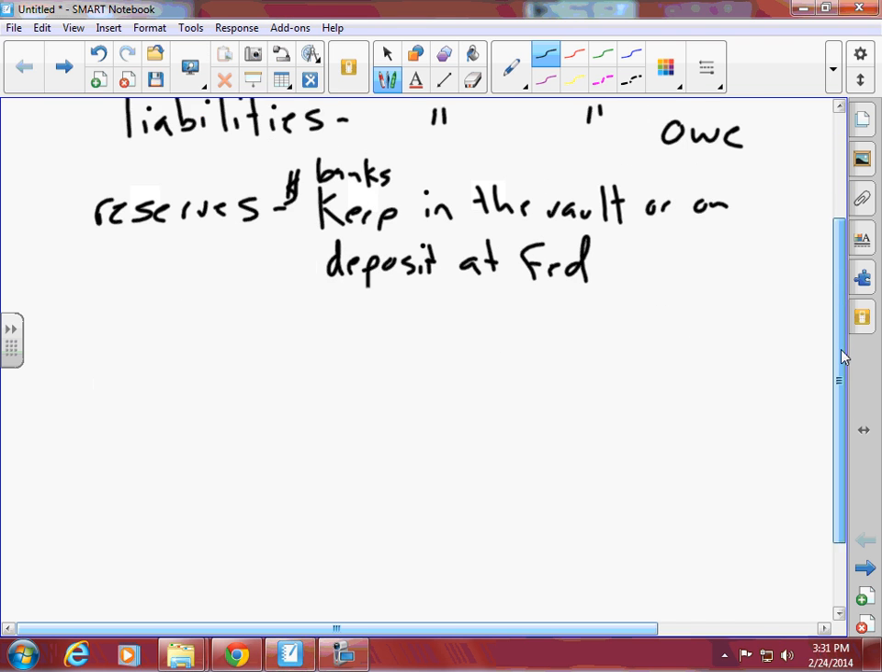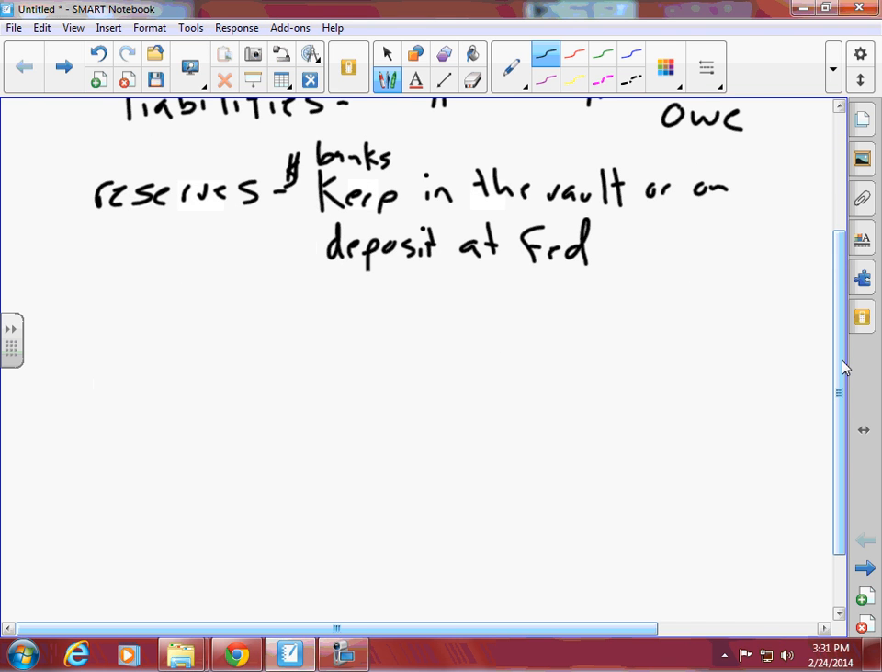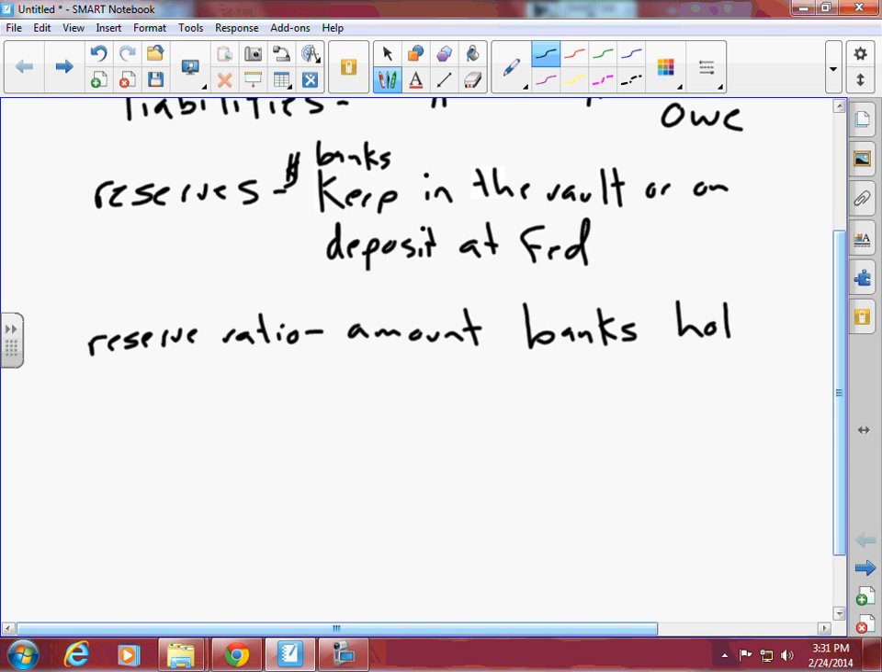Another thing that we're going to come across that's going to be key is the reserve ratio. That's going to come into play quite a bit here. And the reserve ratio is just the amount banks hold as reserves.